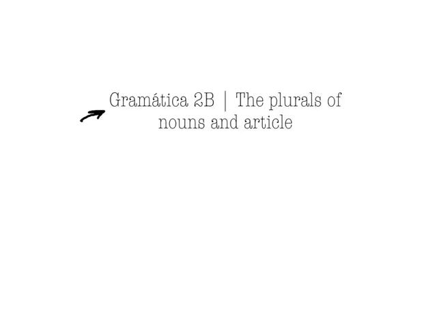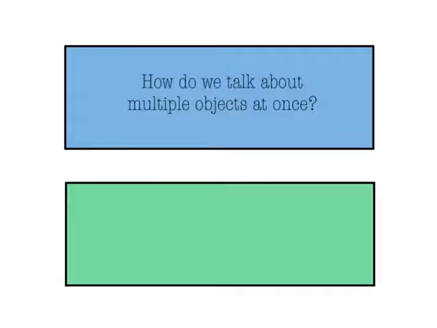Hablar of the plurals of nouns and articles. So, esta información está en página 110 de sus libros de texto, and we're going to learn how to talk about multiple things. So the big question that I want you to be thinking about as we work through this video is, how do we talk about multiple objects at once? So please go ahead and write that question at the top of your notes and then leave some space where we can answer that.